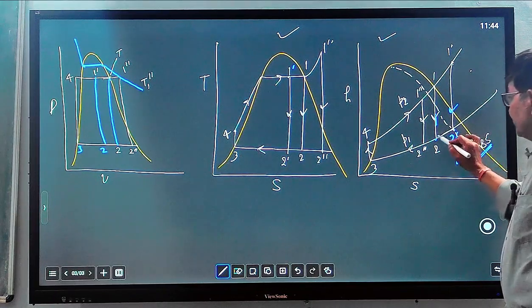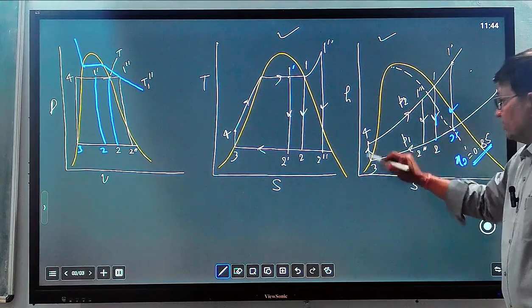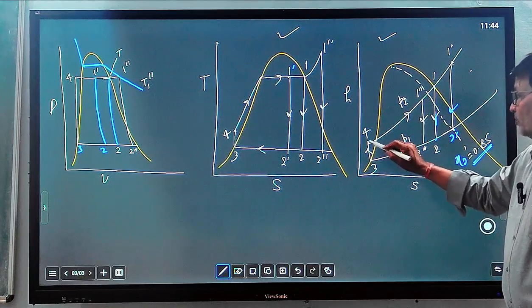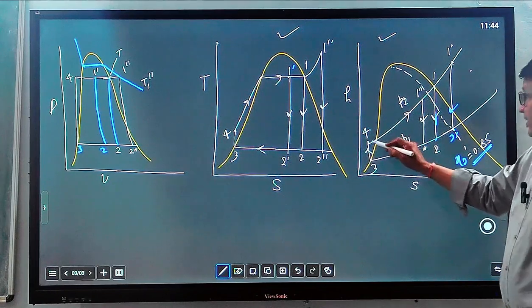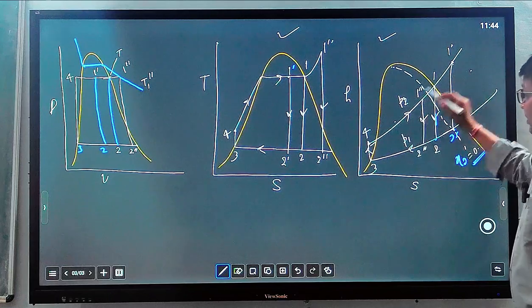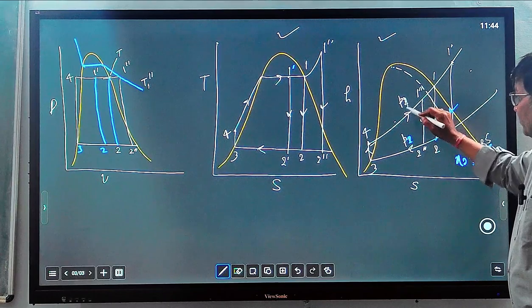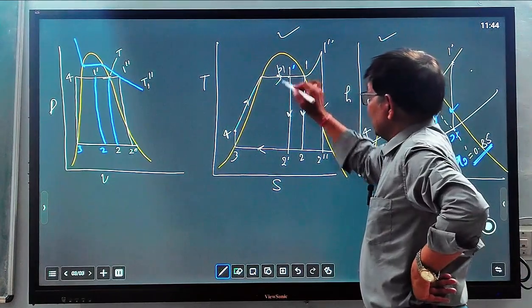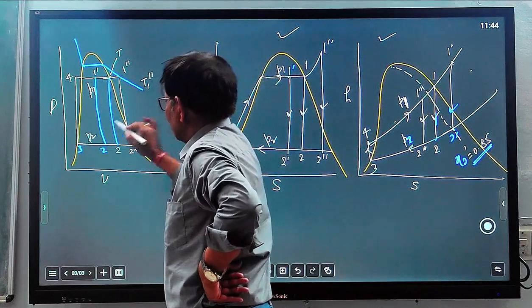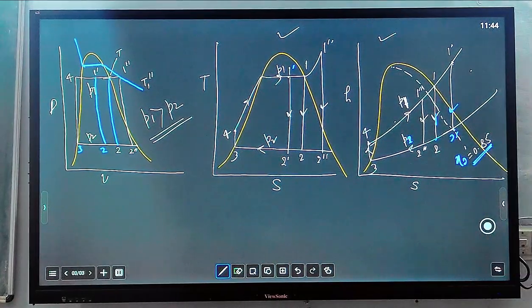Here the condensation process will start, and up to 3 complete condensation will take place, and from 3 to 4 is a pumping process, and water is pumped at condition 4 into the boiler at high pressure, and from here the heat addition process will take place. Heat addition process 4 to 1 is at constant pressure, that is P1, and this is P2. P1 is higher than P2. P1 is the boiler pressure and P2 is the condenser pressure.